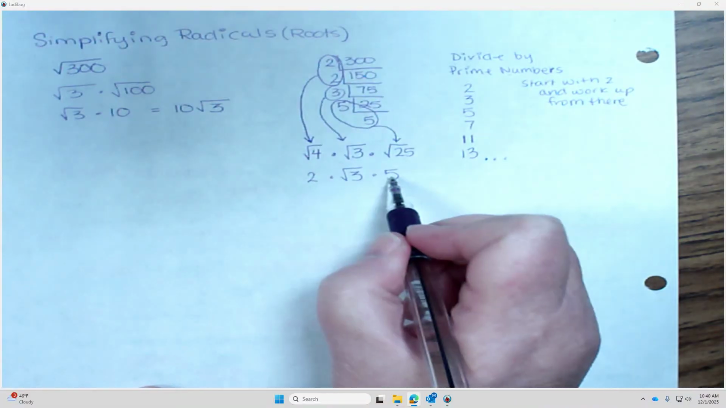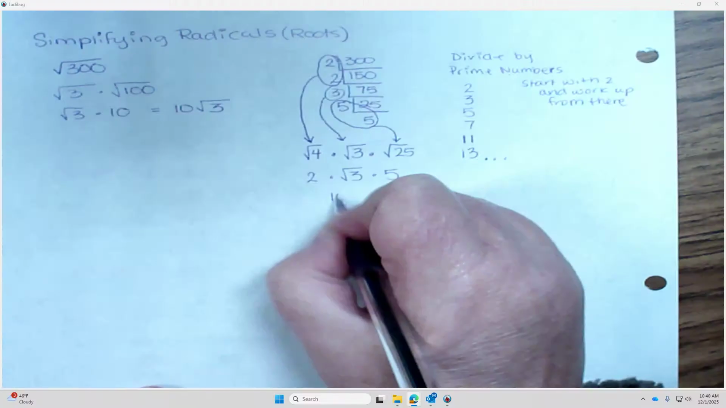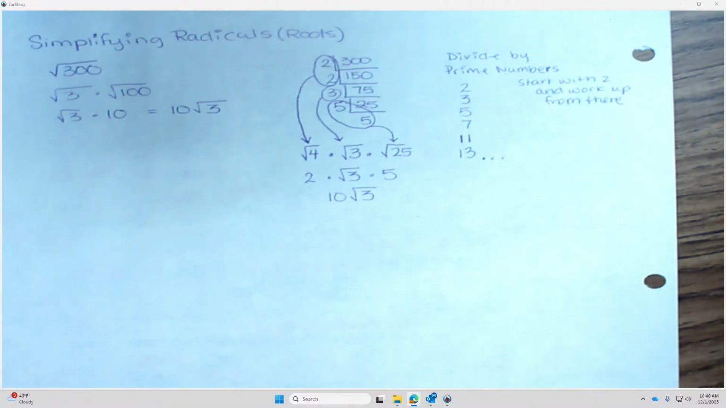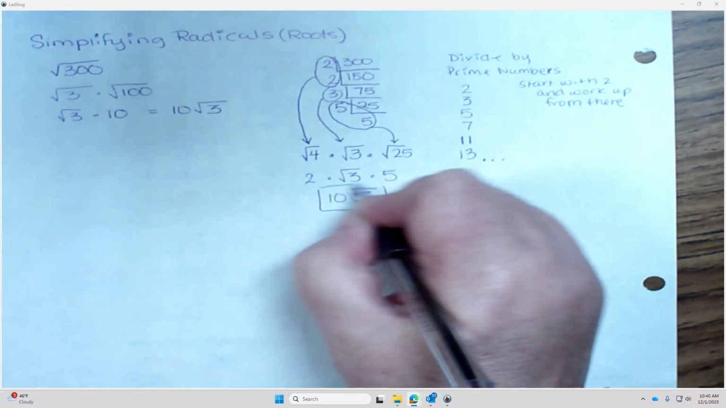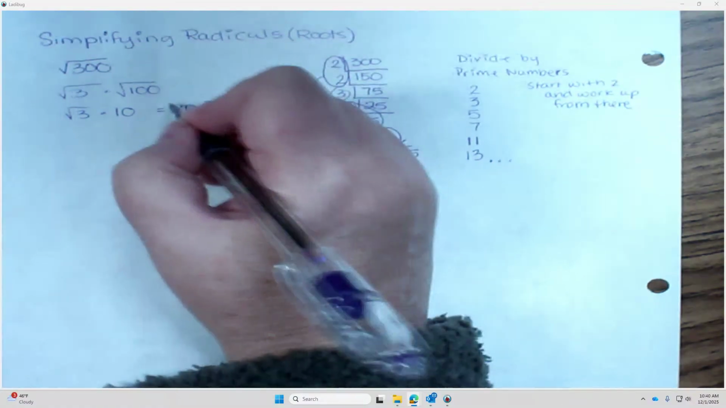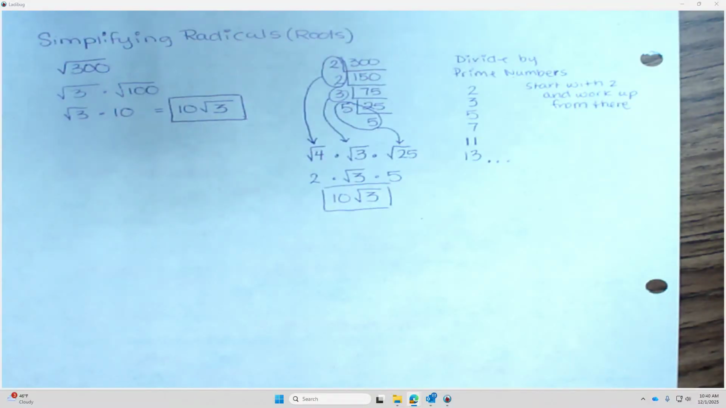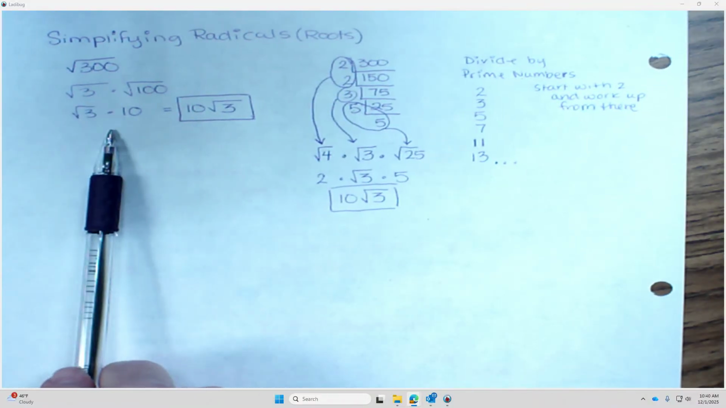I can multiply my outside numbers, my coefficients, together. 2 times 5 is 10. Leave the square root of 3 behind. It's not simplifiable. So I get the solution just like before of 10 square root of 3, just like I did over there. Okay, so sometimes you'll be able to see the perfect square in your head and pull it apart like so.